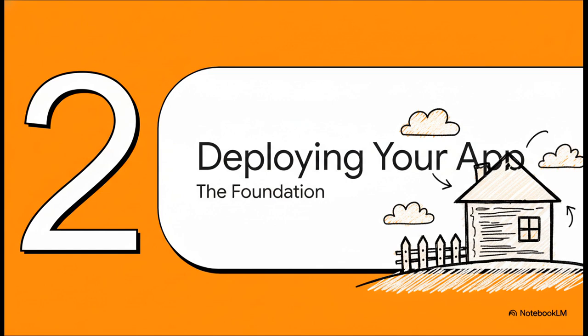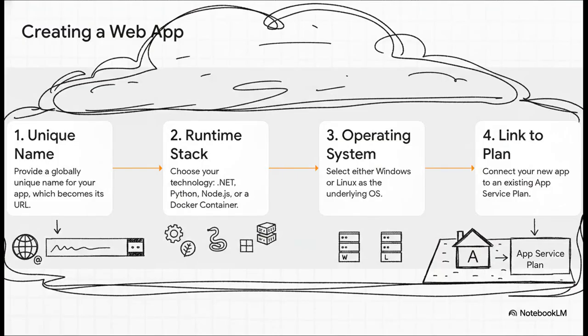Okay, so we've got our plot of land with the App Service plan. Now it's time to actually build the house, the App Service itself, which is where our code is going to live. And creating the app is incredibly easy. First, you just give it a name that's unique across all of Azure, and that becomes part of its web address. Then you tell Azure what your app is built with. Is it .NET, Node.js, Python, or even a Docker container? And here's the most important step. You link it to that App Service plan you just made. And just like that, you've put your house right on your plot of land.